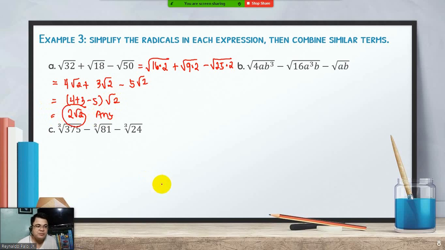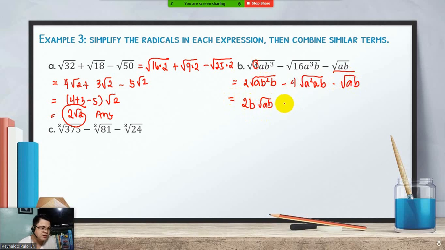So let's have letter B. Square root of 4ab cube minus square root of 16a cube b minus square root of ab. So as you can see, square root of ab is already simplified. So therefore, we just have to simplify the first two radicals. Alright? So, square root of 4 is already 2. Square root of a, then let's factor b cube. It will become b squared b. Minus square root of 16 is already 4. Square root of a squared a b, minus square root of ab. Next thing is 2. Then let's move out square root of b squared, which is b. Square root of ab minus 4.